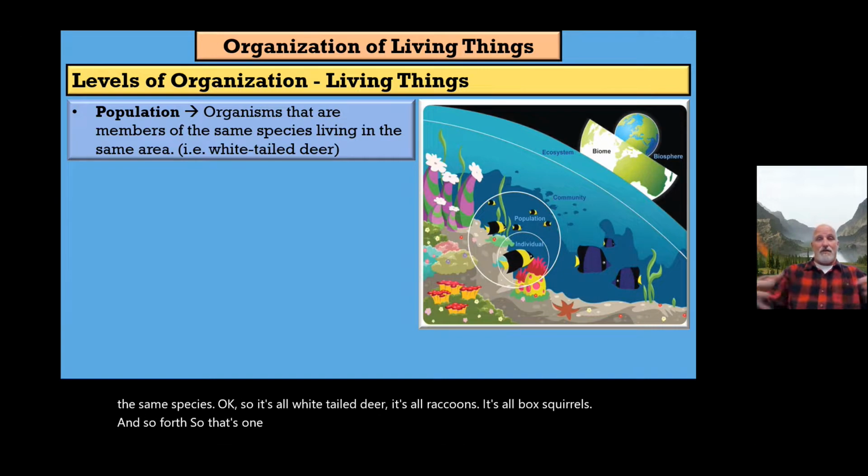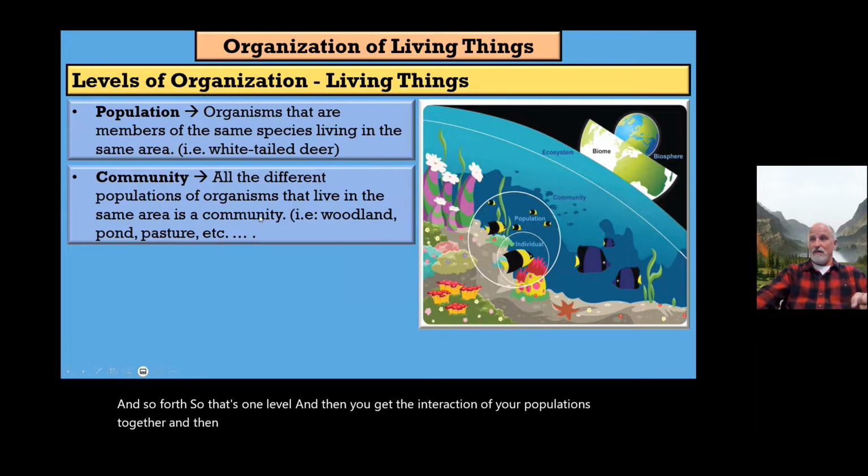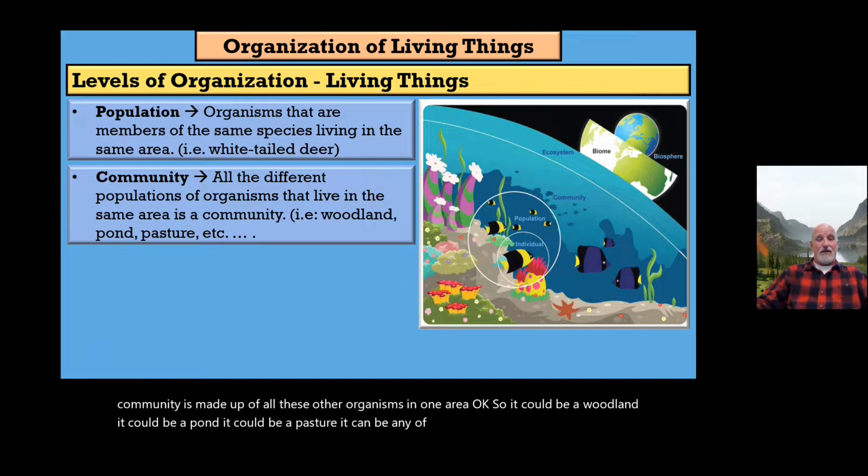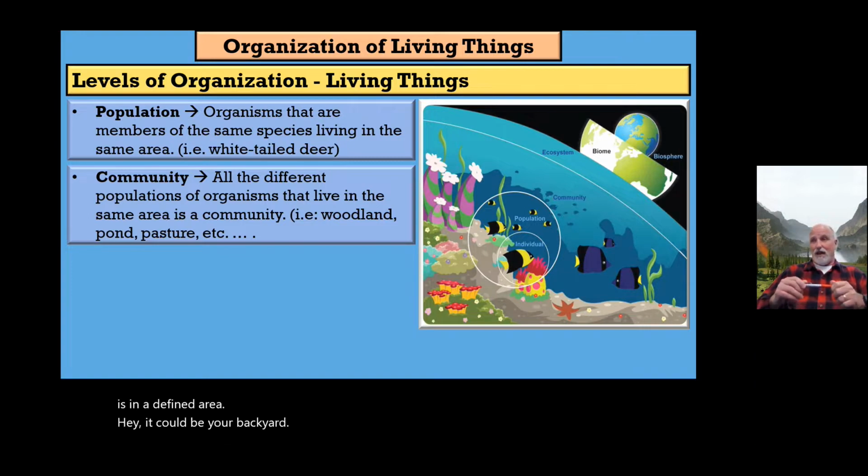And then you get the interaction of your populations together in the environment or in an ecosystem. So you call that a community. The community is made up of all these other organisms in one area. It could be a woodland, it could be a pond, it could be a pasture, it can be any of these. A community is in a defined area. It could be your backyard, but it could also be a pond or a lake or a stream or a river.